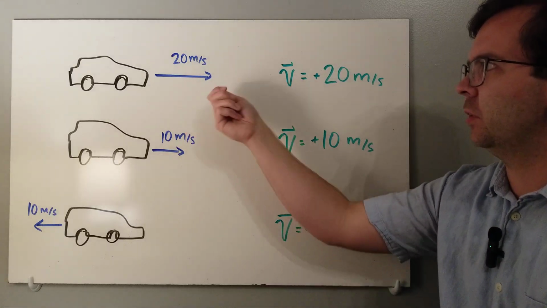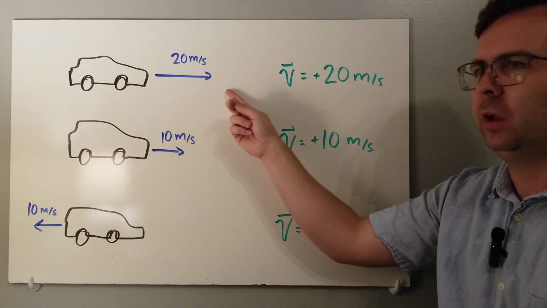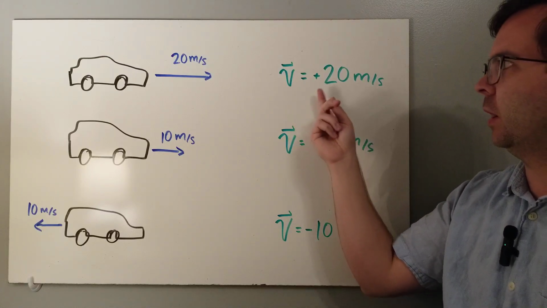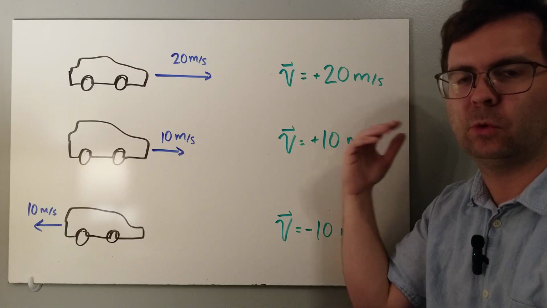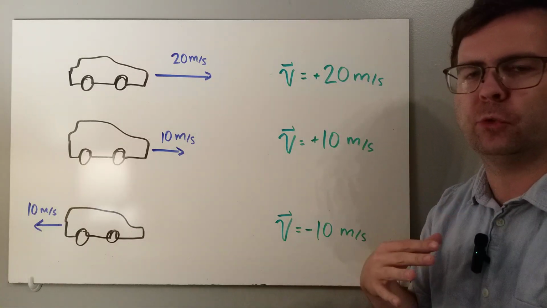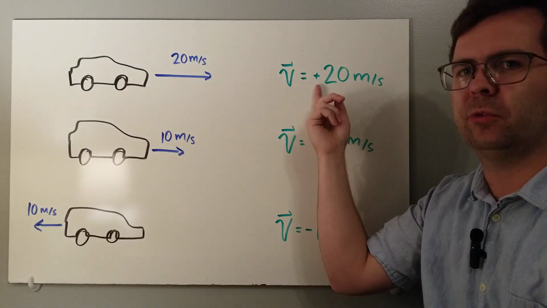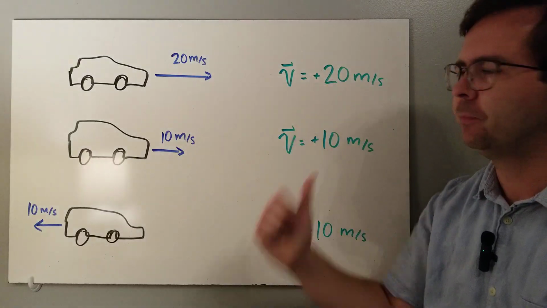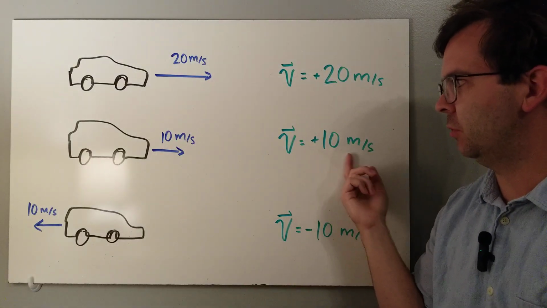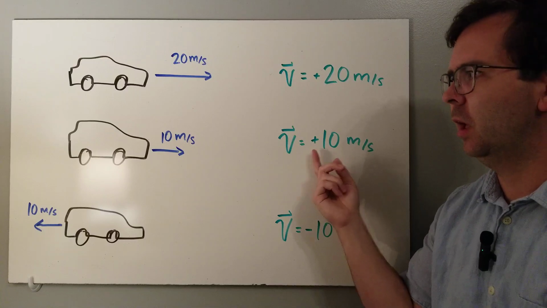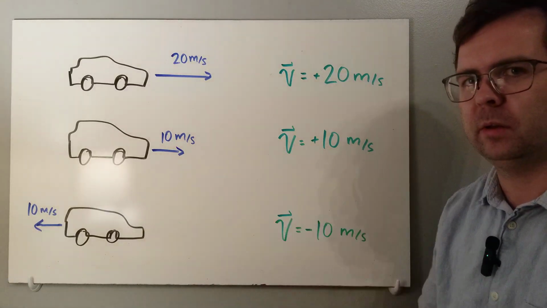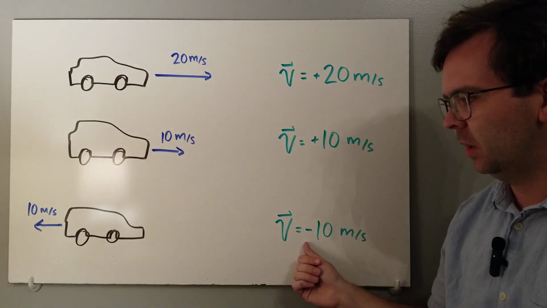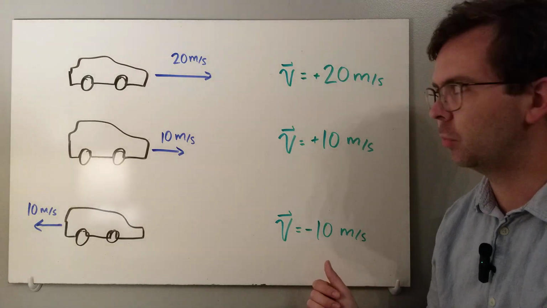So for this velocity, it's 20 meters per second in the forward direction. I could write that a couple different ways. I could write it positive 20 meters per second. I could also write it as 20 meters per second, comma, right or forward. All of those would be acceptable. I've chosen to use the positive sign to indicate that it's in the positive direction, meaning to the right or to forward. Here we have a positive 10 meters per second, so still in the positive direction. Now for this third car, since it's going in the other direction, we're going to call that the negative direction, left or backwards. So that's going to be a velocity of negative 10 meters per second.